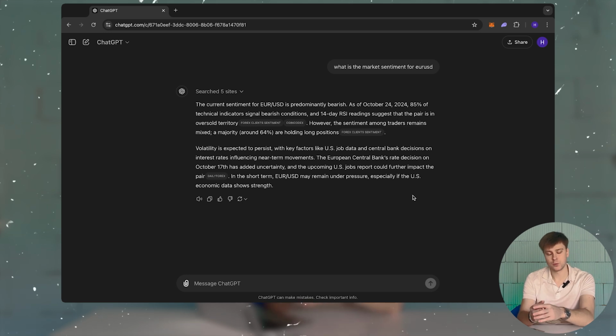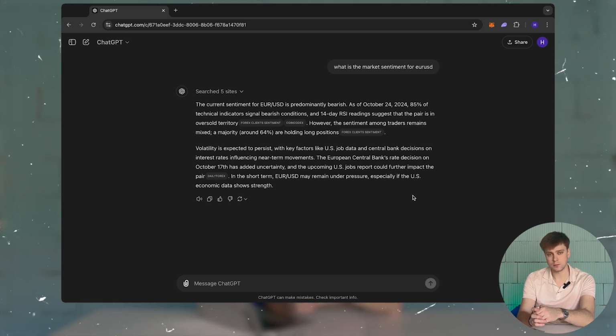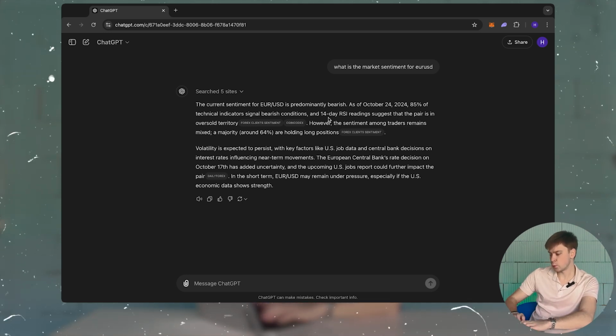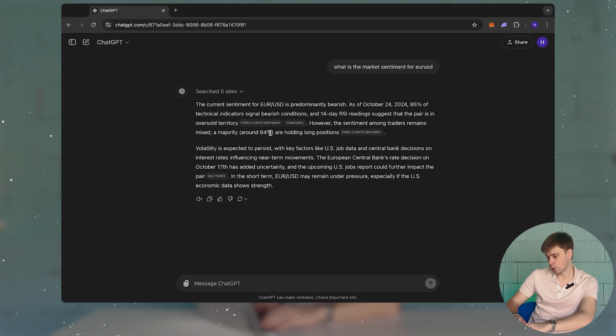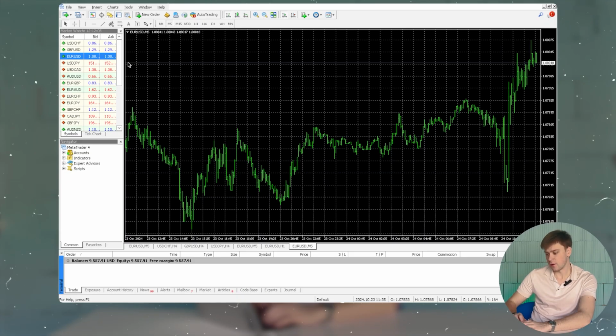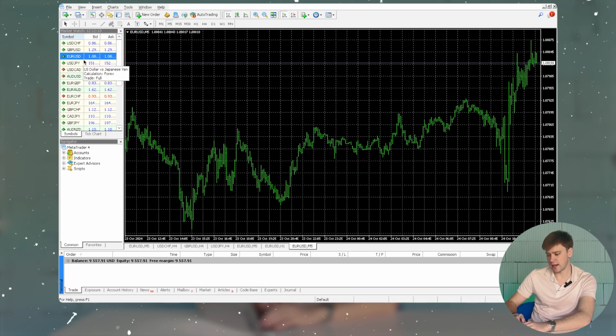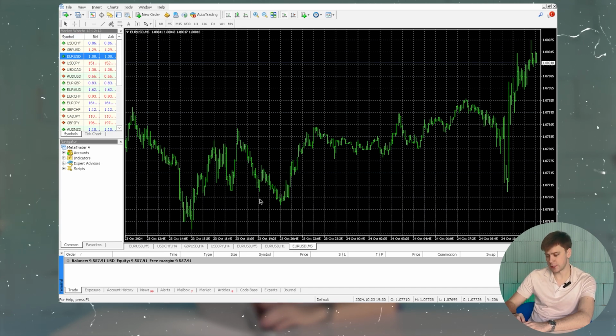If it is bearish, we need to consider opening a sell position. Moreover, we need to see the RSI reading on the graph, and 44% are holding long positions, or buy positions. We will verify this information physically in MetaTrader 4. First, we need to open our MetaTrader 4. And as ChatGPT suggested, we need to add the RSI indicator to see that the trend is bearish.